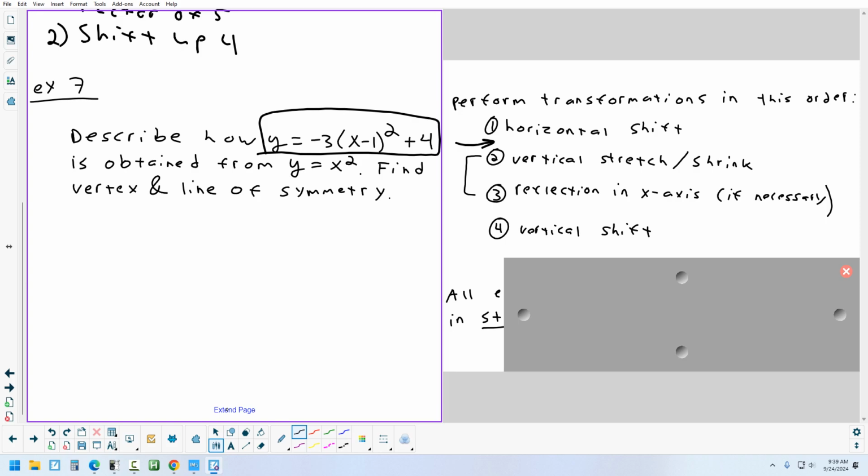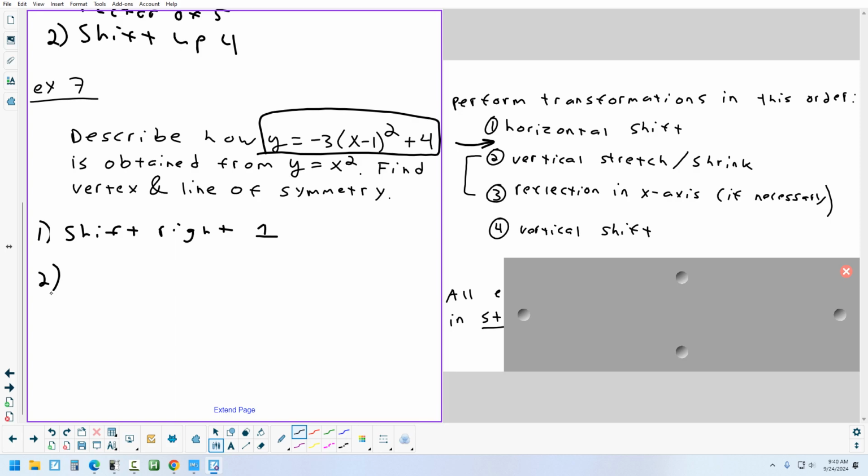How many do we think there are? Yeah, Ricky? 4. Yes, there are 4. Every one of them is in this problem. Since every one of them is in the problem, I'm just going to ask which number is the horizontal shift. Yep, and which way is a -1 going to move the graph? Right. Yep, so that's the first thing. Shift right 1.